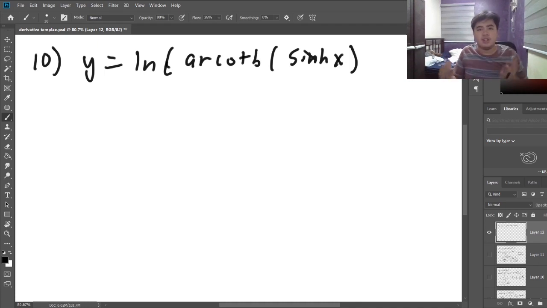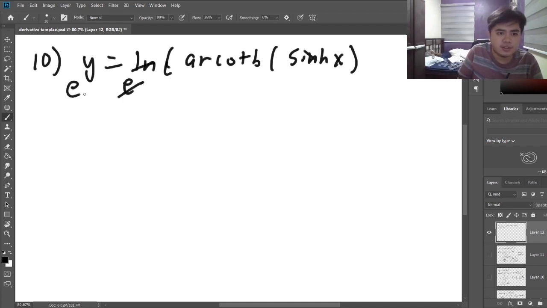Now a trick here, if you don't know what to do, because this is a long equation, right? So why not do implicit instead? That's much easier. Then we can solve everything else later. So here you go. To remove ln, we raise e to both sides. Ln and e cancel each other out, so we get e to the y is equal to the inverse hyperbolic cotangent of sinh x.